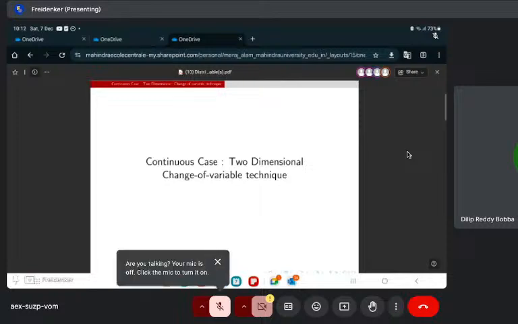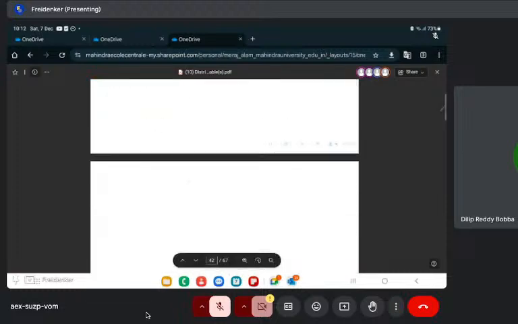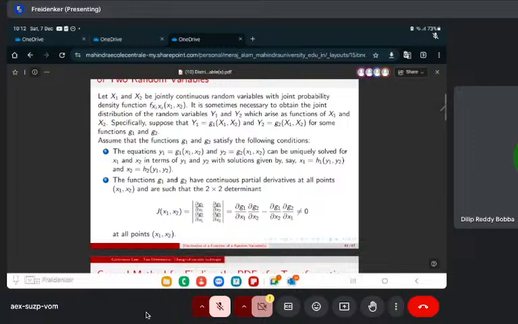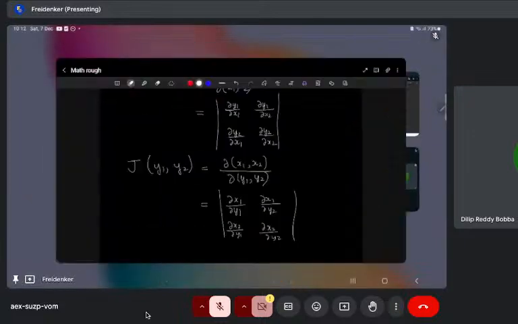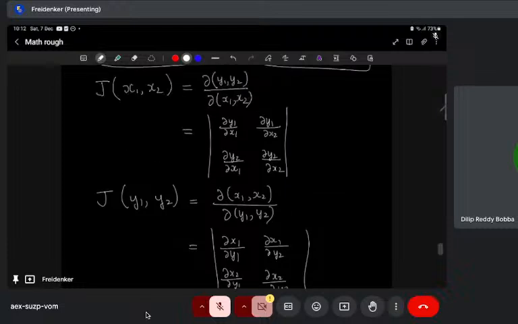Yesterday we stopped at the fourth case, right? We did not proceed with the fourth case, which is the continuous case with two variables now. So there is a theorem for that, isn't there? We did not get into the theorem. We just got into this notation as to how we write the Jacobian.